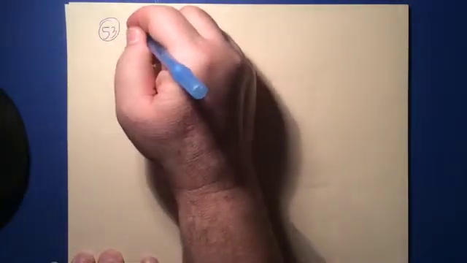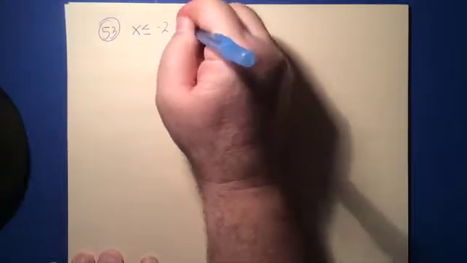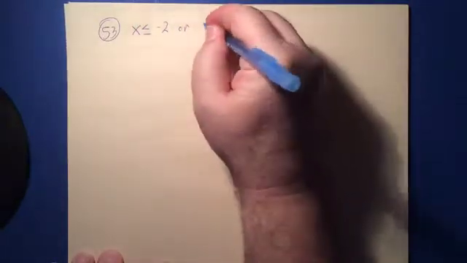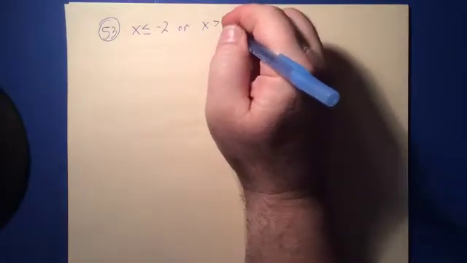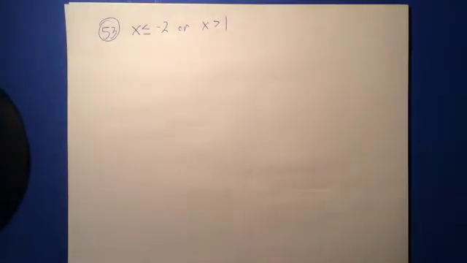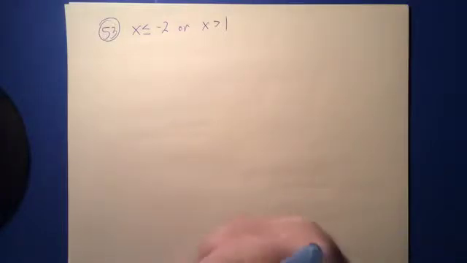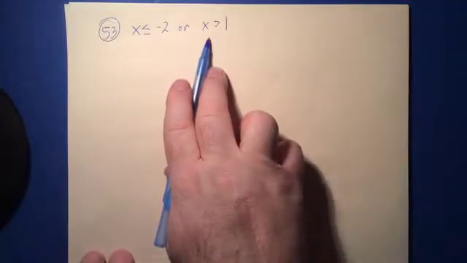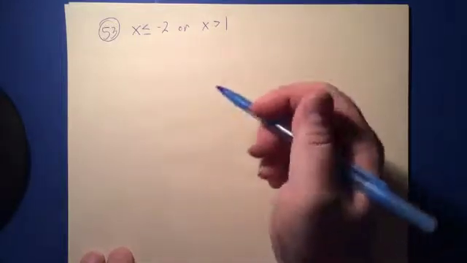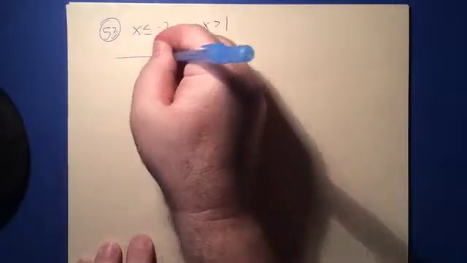Number 53 will be x is less than or equal to negative 2, or x is greater than 1. So really what we have is what is known as compound inequalities. And the last two examples that we showed over there were examples of compound inequalities. Here is one possible solution that you might obtain when you're trying to solve compound inequalities.